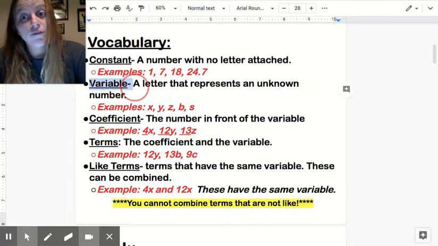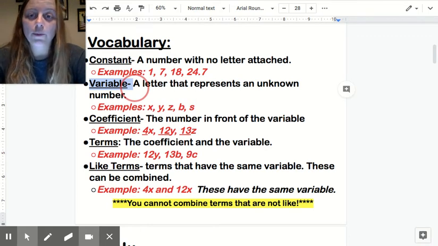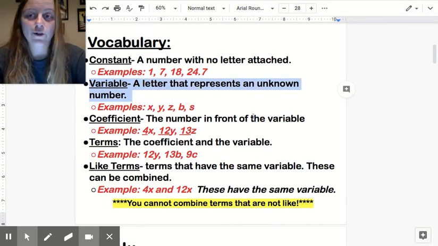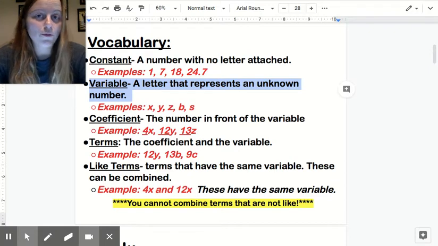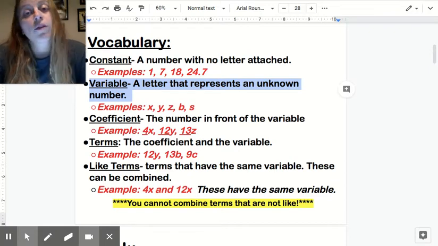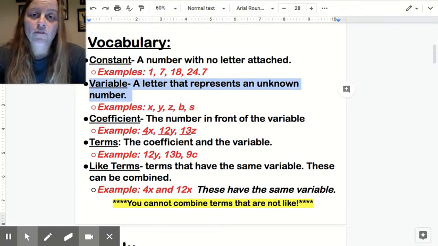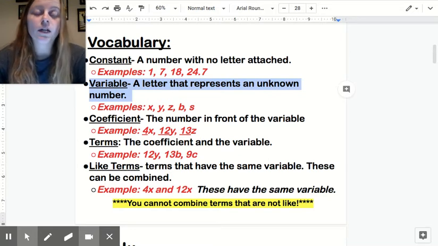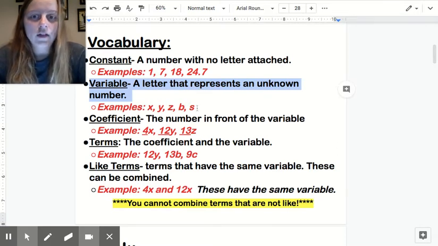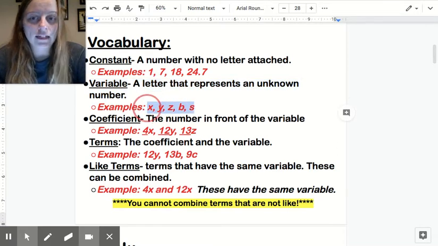Whereas the word variable, a variable is a letter that represents an unknown number. So sometimes in math, we don't know numbers. We don't know them yet. So we put a variable in its place. So instead of a question mark plus 2 equals 5, we can put a variable in there. X plus 2 equals 5. And then we try to figure out what X is. Variables can be any letter from the alphabet. Here are some examples. We do use lowercase letters when we're using variables.